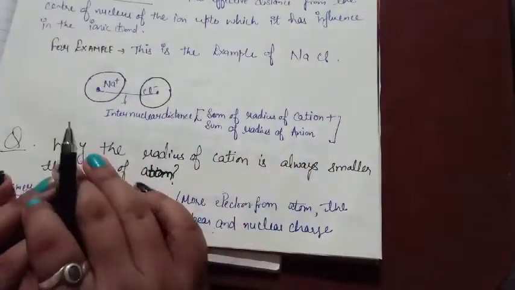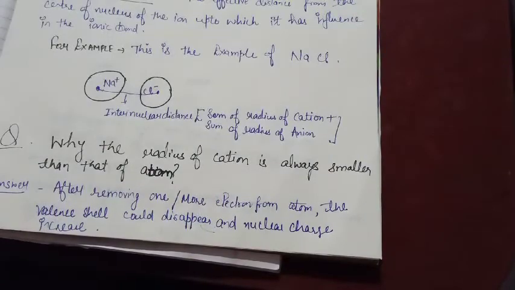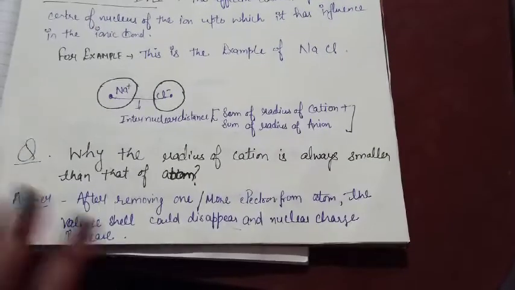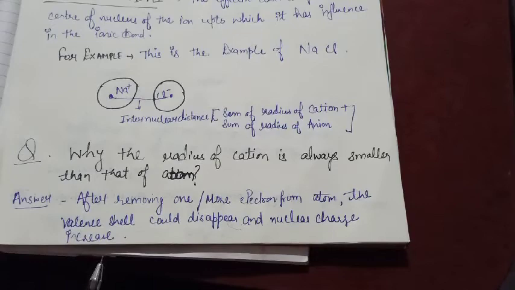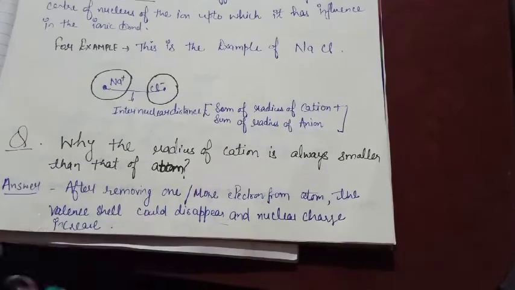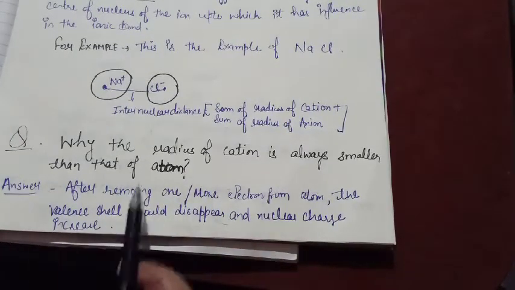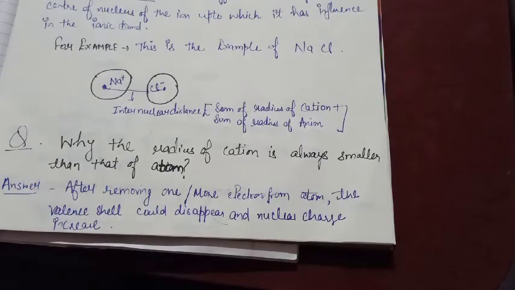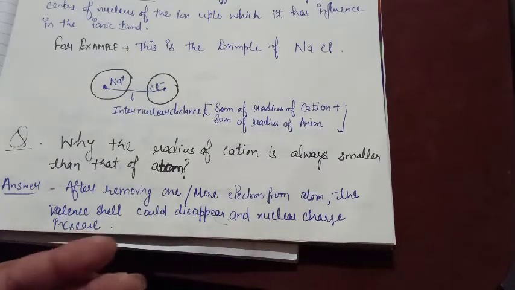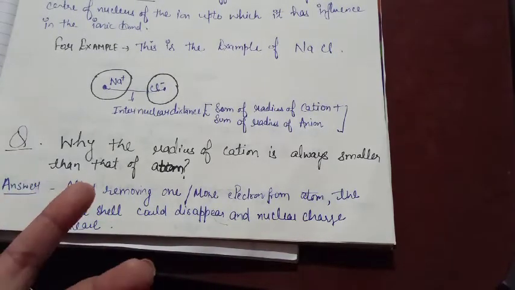Now the next question, which I am going to discuss, is usually important. Why is the radius of a cation always smaller than that of the atom? Which atom? The corresponding atom from which it is formed. I am taking an example here.